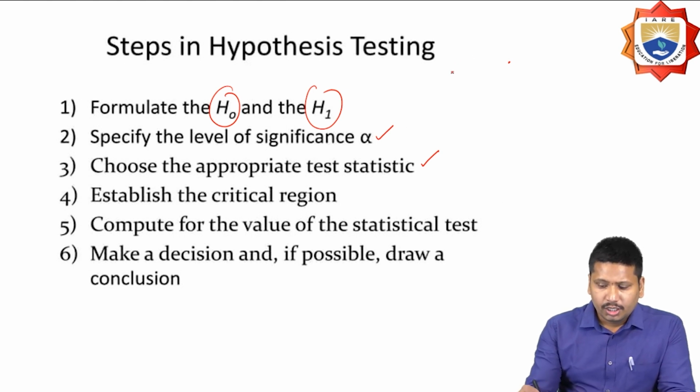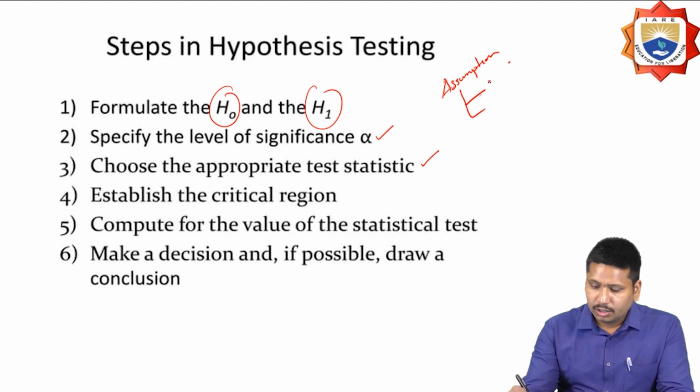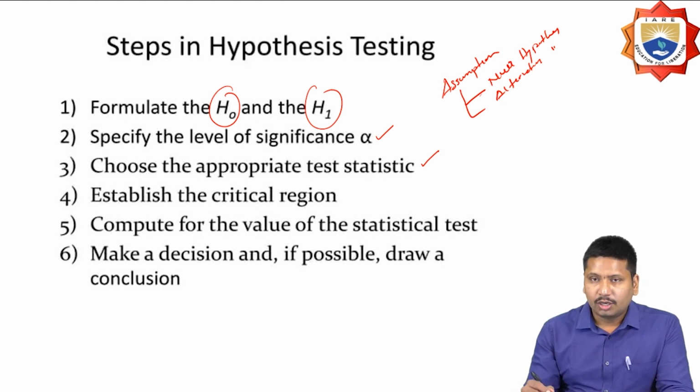So initially I told that the assumption is going to be considered, and this assumption is going to be either the null hypothesis or it may come from the alternative hypothesis. So then specify the level of significance here and choose the appropriate test statistic. Then establish the critical region and compute the value of this test statistic here and make a decision finally. So whether you have to draw the conclusion or not.